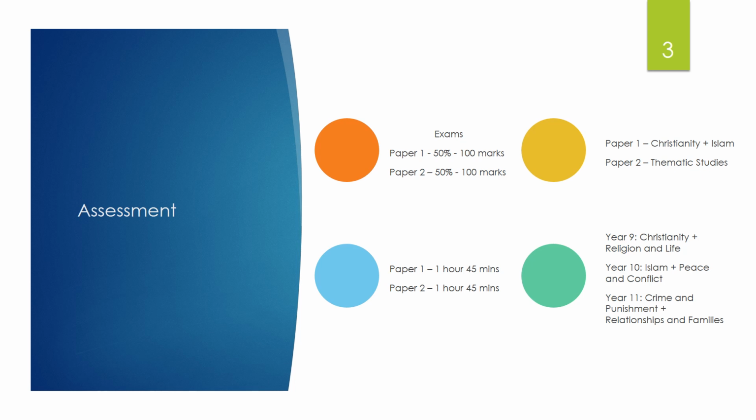Now, the assessment process is 2 exams at the end of year 11. Each of these are worth 50% of the overall GCSE. As I said, it's split into 2 papers, and each paper is an hour and 45 minutes long. And you can see that children learn 2 units in each year from year 9 through to year 11.